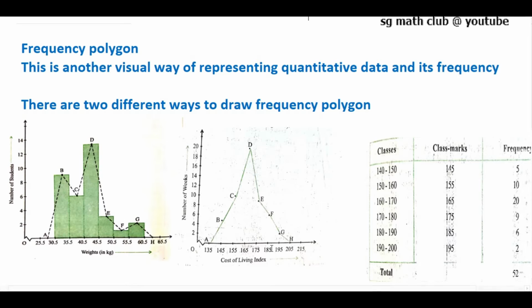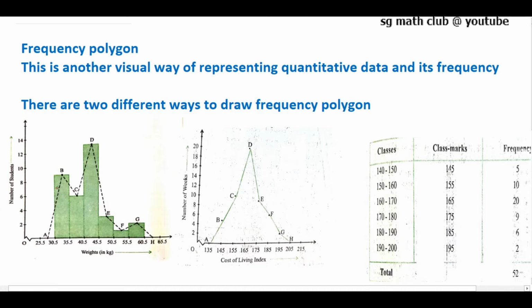We have already seen how to construct a bar graph and histogram. Now, frequency polygon is another visual way of representing quantitative data and its frequency. So, frequency polygon is another graphical representation of data. We can draw a frequency polygon in two different ways.